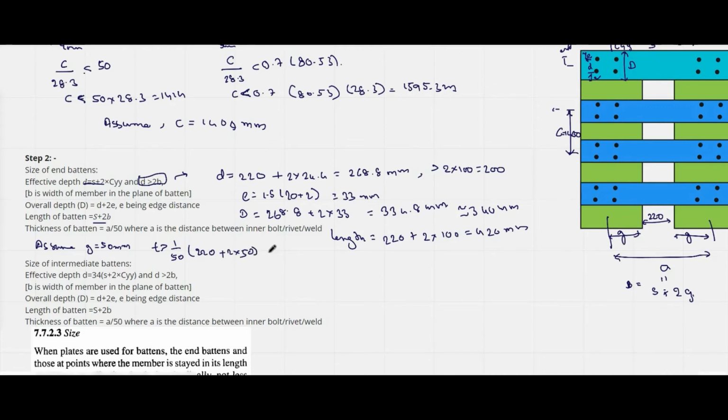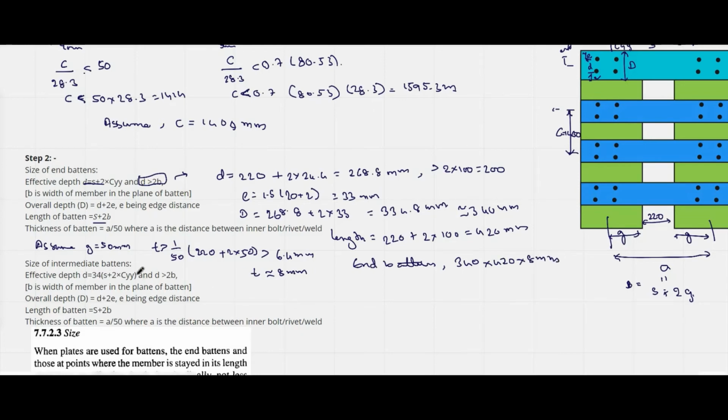So this value will come to 6.4 mm. So the thickness must be, let us assume, 8 mm. So let us assume the end batten plate size as 340 mm length, 420 mm wide and 8 mm thick.